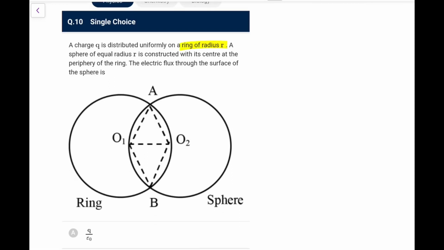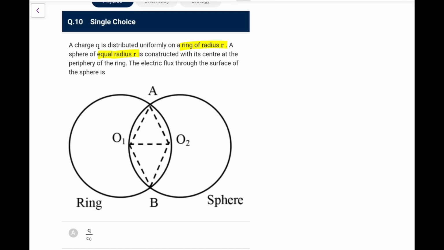Charge Q is distributed uniformly on a ring of radius R. A sphere of equal radius R is constructed with its center at the periphery of the ring, okay. The electric flux through the surface of the sphere is, okay. So what is the electric flux through the surface of the sphere? That is basically the enclosed charge. You have to calculate how much charge is going to be enclosed by it.